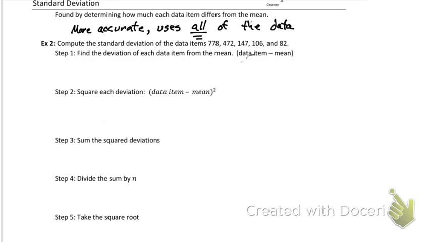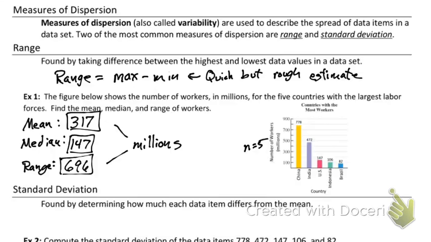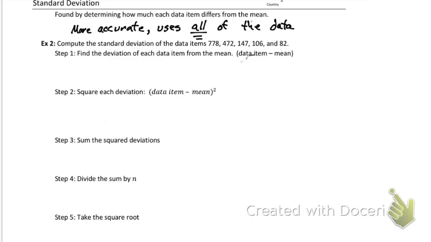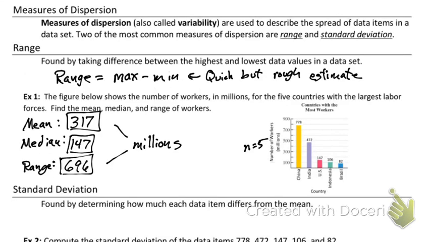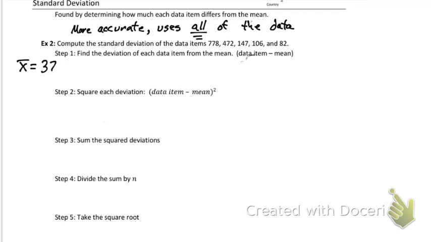Our first step is to take all of these numbers, 778, 472, 147, 106, 108, and compare it to the mean. We're going to take our data and subtract the mean away from it. That will give us our distance from the mean. I think it was Leanne who already came up with the mean for us, right? So our mean is 317. Remember, X bar is your mean. Know that symbol, just like N is your number of data items. Our mean is 371. I can't believe I already forgot it. Yeah, no, it's 317. Transposition in your head.